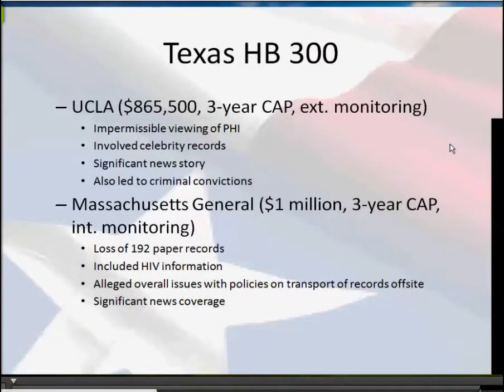Mass General was hit with $1 million and a 3-year CAP with internal monitoring because they lost 192 paper records. But this included individuals' HIV information. And it had to do with alleged overall issues with policies on transport of records to off-site storage.